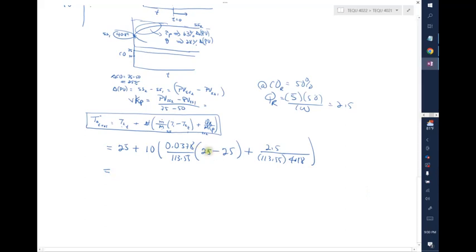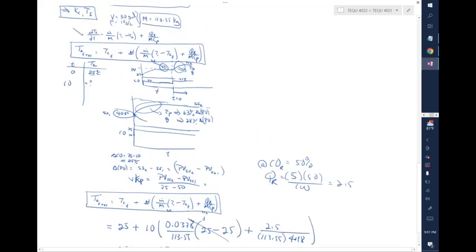The first part here is gone because it's 25 minus 25. This first part is gone, so the only thing that you have left is this part here. So that's gonna be 25 plus, if I get the 10 here, that's gonna be 25 divided by 113.55 and 4.18, and that would be 25.05 degrees C. So the increase was very little, but eventually, you keep doing that.